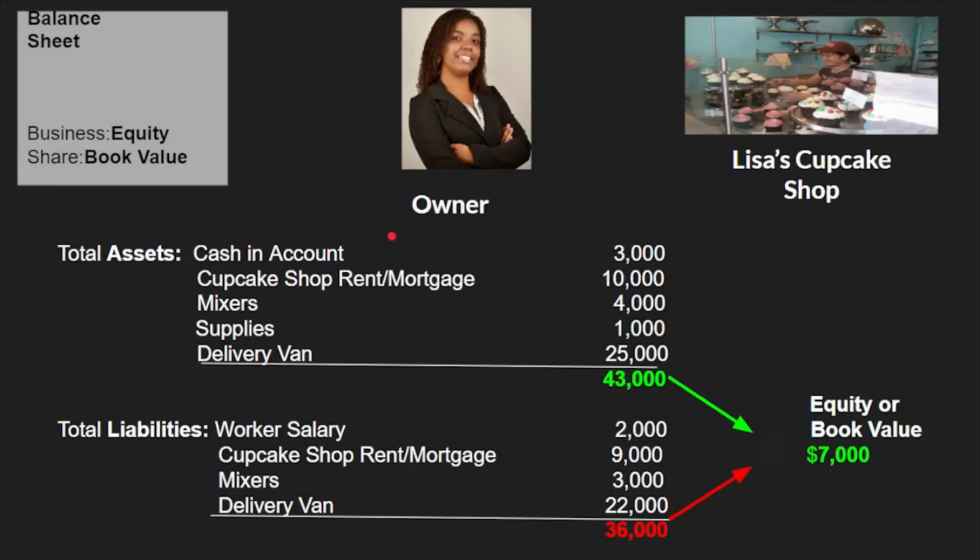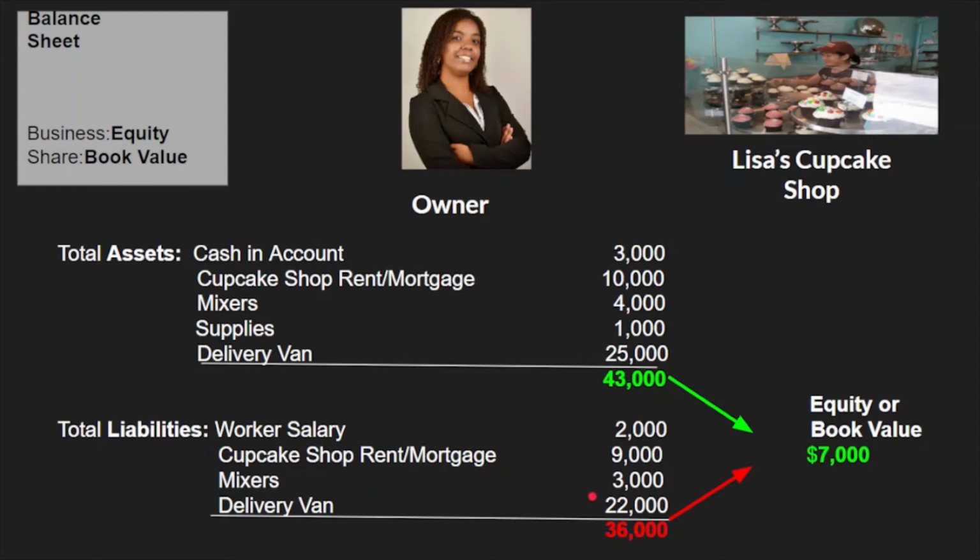Her liabilities: she has to pay the workers $2,000. She has the cupcake shop rent and mortgage, which says she hasn't paid this shop off yet. She still owes $9,000 more on that. That's why it's labeled in both, because she hasn't paid it all the way off. She still owes $3,000 on the mixers, so she only paid $1,000 of that off. And on the delivery van, she still owes $22,000, so she hasn't paid that off either.